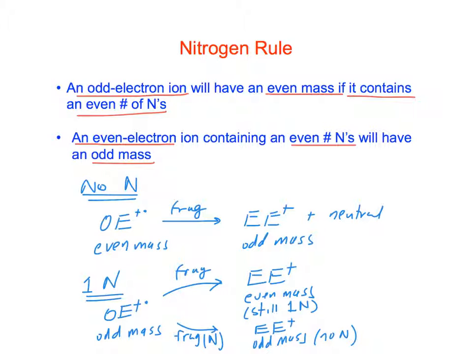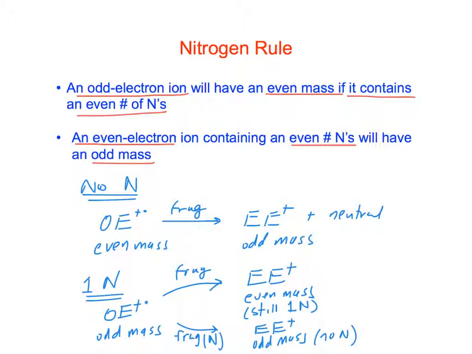And you could do the same thing too if you had 3 nitrogens. Sure, if you lost 1 of them but kept 2 of them, then you would have an even mass. You'd have a whole bunch of different possibilities here. So whether the mass of the ion, either the odd electron ion or the even electron ion, is odd or even depends upon how many nitrogens are in it. Okay?